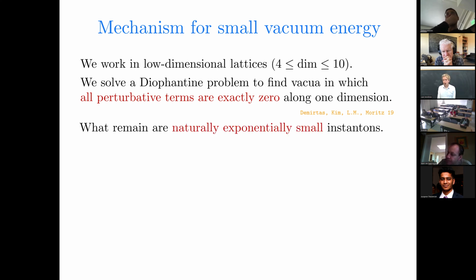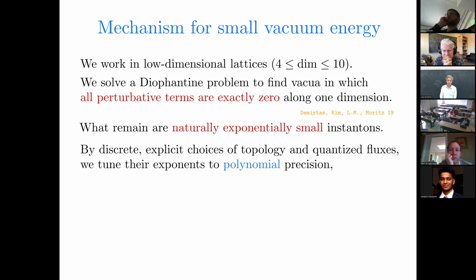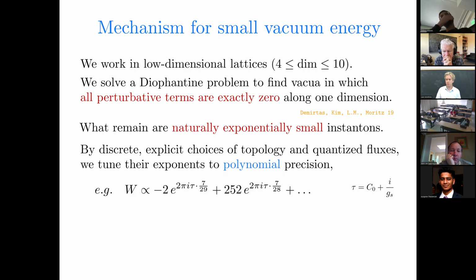What remain are instanton effects. If you've cleared out all possible perturbative contributions to the vacuum energy along a particular valley in the moduli space, what remain are only the non-perturbatively small effects there. What we then do is make discrete and explicit choices of the topology and the quantized fluxes in order to tune the exponents of the instantons to polynomial precision. But if you tune exponents to polynomial precision, you can arrange for a very, very small vacuum energy, as follows.